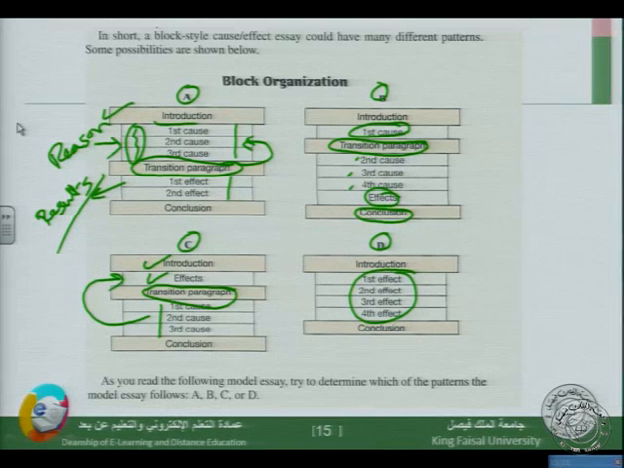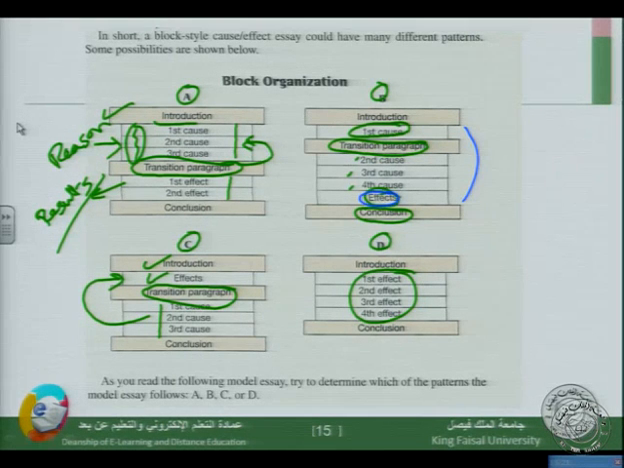A block organization, as you can see here, you start talking about, for example, the causes in one block, then you have a transition paragraph. After the transition paragraph, you start talking about what? You start talking about the effects. Or you can talk about all causes, as you can see here. In B, your essay is just going to talk about the causes. At the end, you will have one paragraph for the effects.